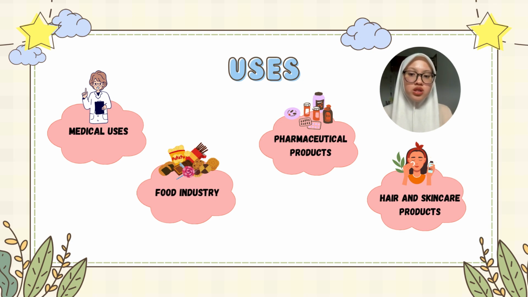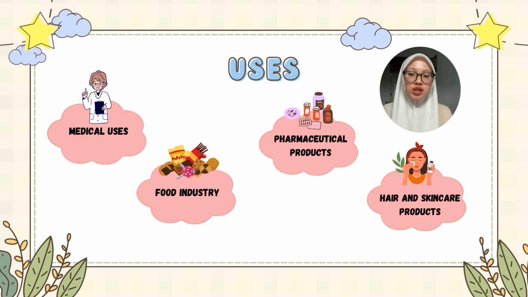It also helps to dissolve active ingredients in medicines like syrups and capsules. While in the food industry, glycerol also acts as a humectant, which means it helps to keep the food moist. It is found in items like baked goods, chewing gum, and frosting, where it also prevents sugar crystallization and extends shelf life. And lastly, in hair and skincare products, glycerol is a key moisturizing ingredient.